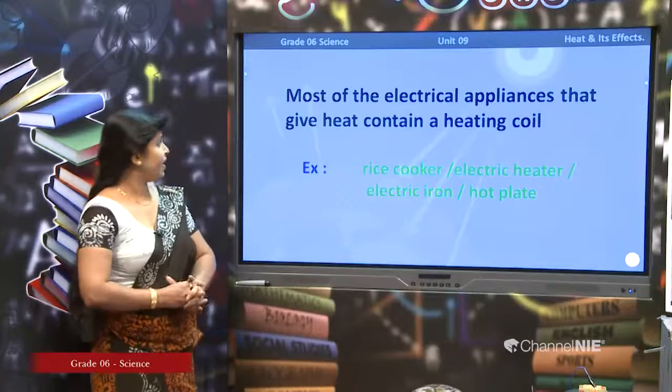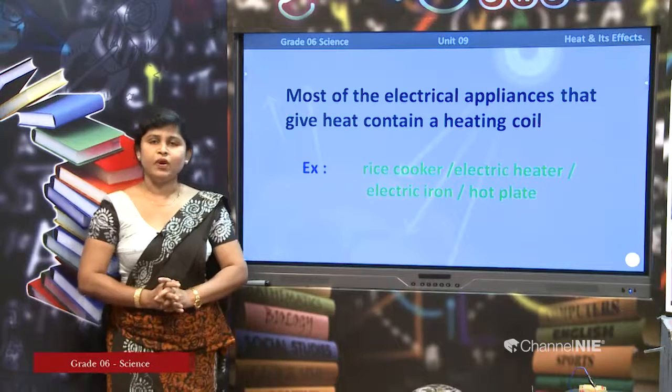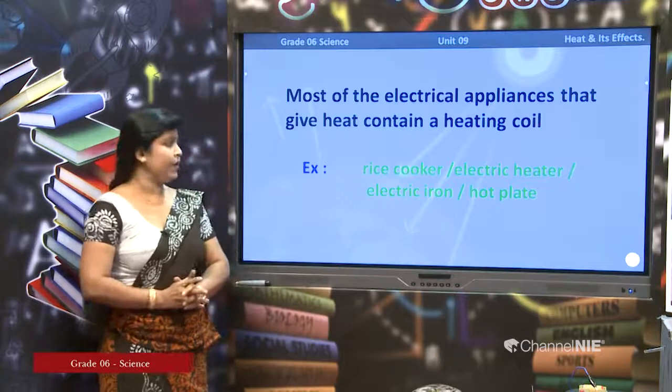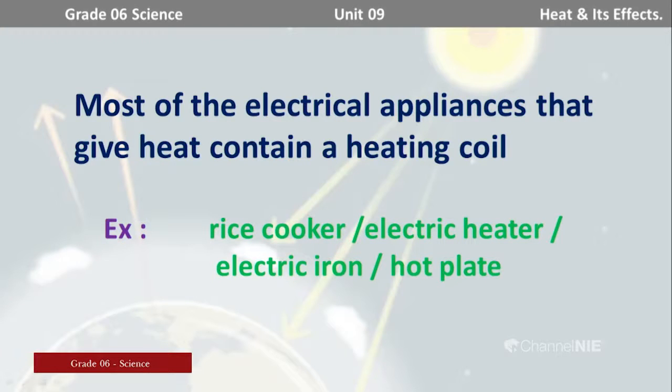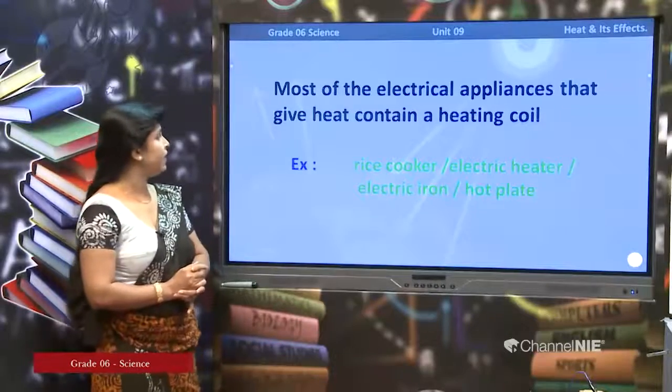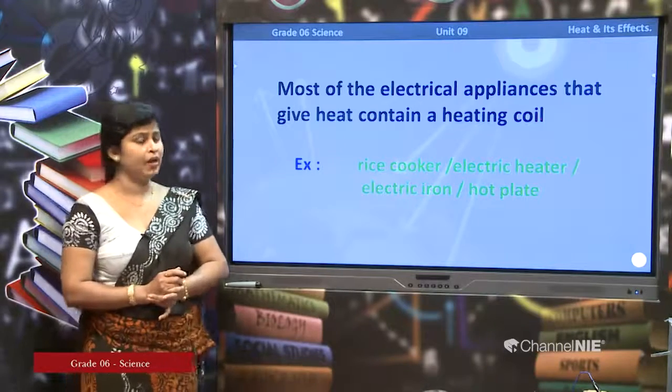You know that there are many electrical appliances found in our home. They are rice cookers, electric heaters, electric irons, electric ovens, hot plates. The specialty of all these appliances is production of heat. How do they produce heat? They produce heat by electricity. When electricity is provided, the appliance is heated up. Most of the electrical appliances that give heat contain a heating coil.